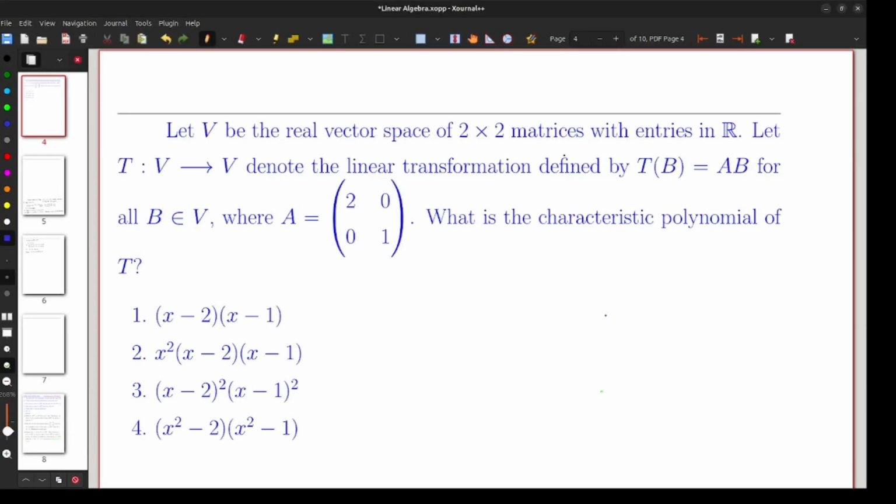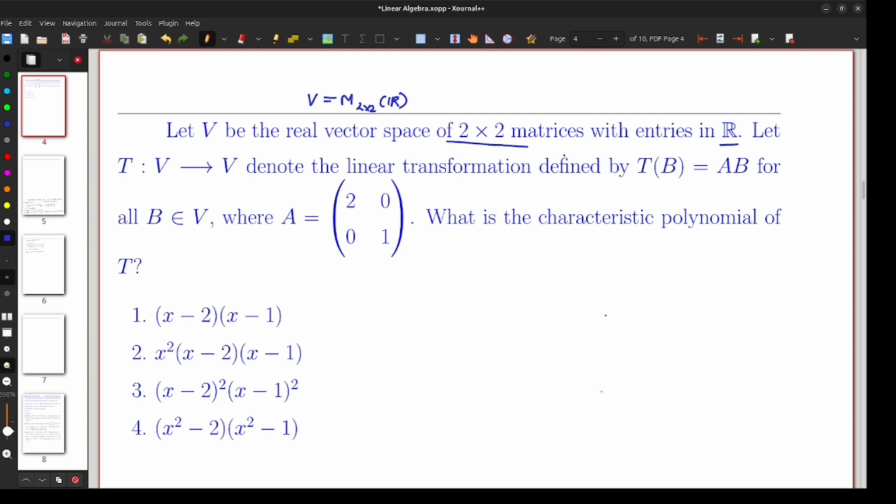This is a question of part B of CSIR NET June 2024. Let's take a closer look at the question. Let V be the real vector space of 2 by 2 matrices with entries in R. That means V is the set of all 2 by 2 matrices over R. And we know that this is a vector space over R.